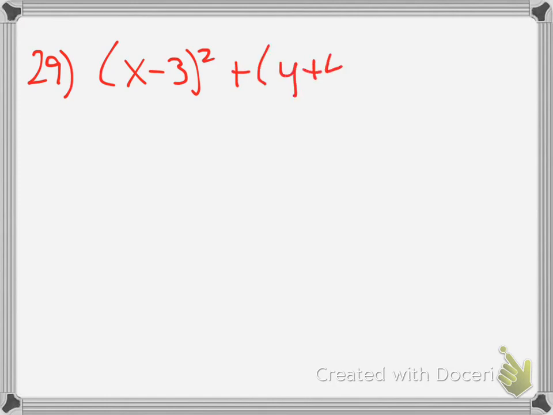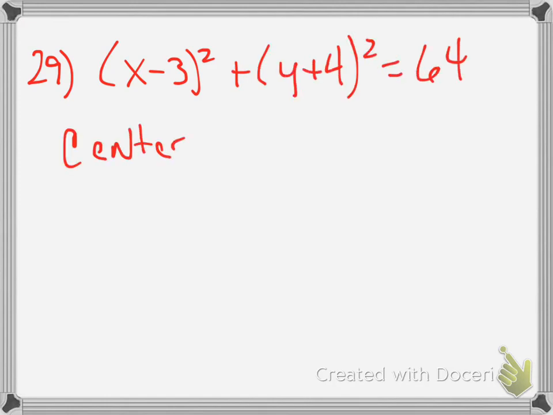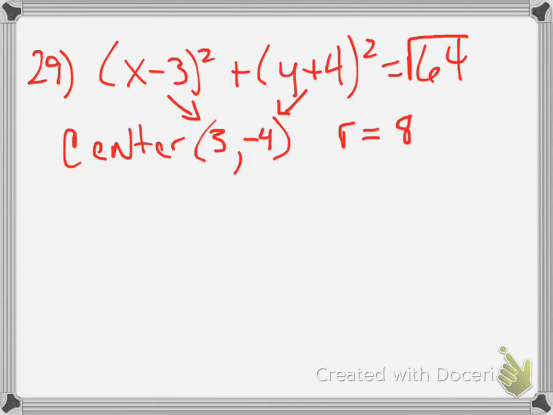Number 29, can you identify the center? So always remember that when you're going from the parentheses to the point, think opposite. So that minus 3 is thought of as a positive 3, because it is. And the plus 4 would be thought of as a minus 4, and then I can take the square root to find the radius. And there you go.